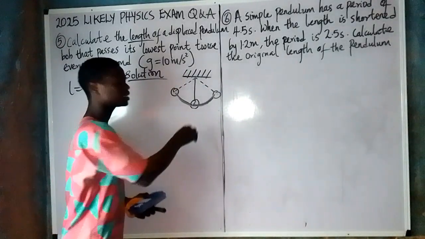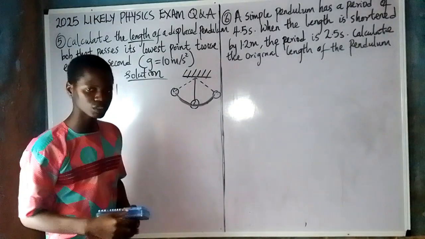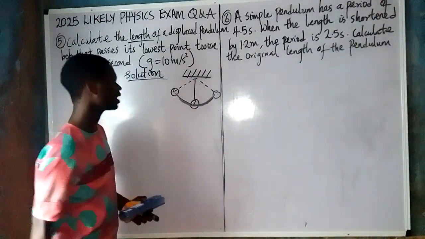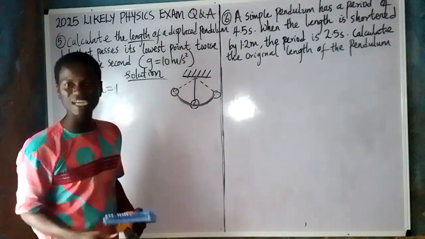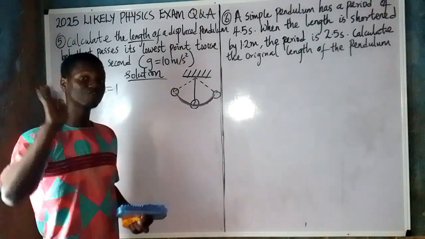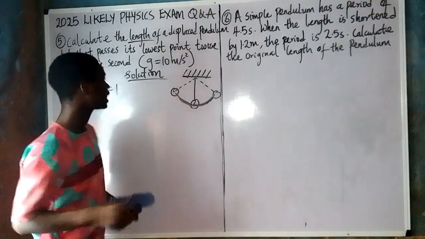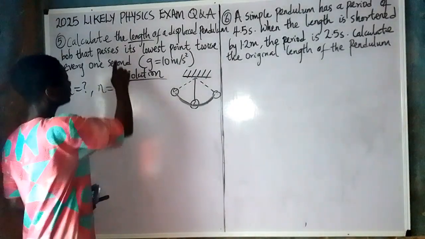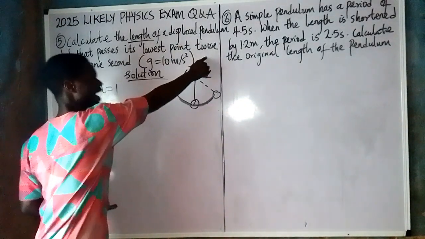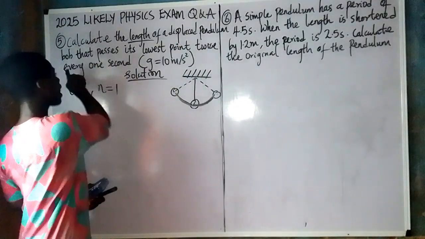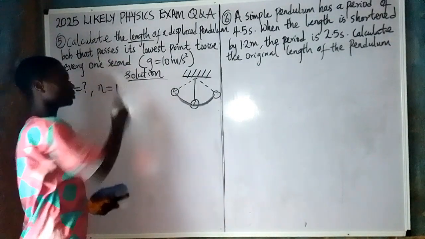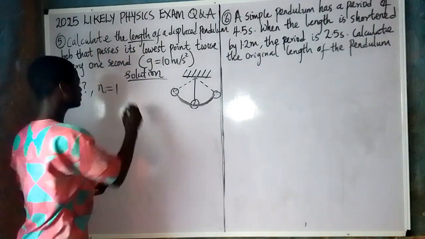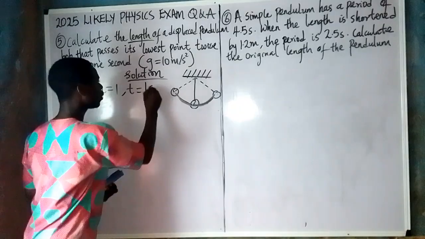If it passes here 6 times, that's how many oscillations? 3 oscillations. If it passes through this lowest point 8 times, that's how many oscillations? 4 oscillations. And that is how it works. It's very, very tricky. Now watch, we are not done. That passes through its lowest point twice, that is 2 times, every 1 second. That is the time taken so far, 1 second.